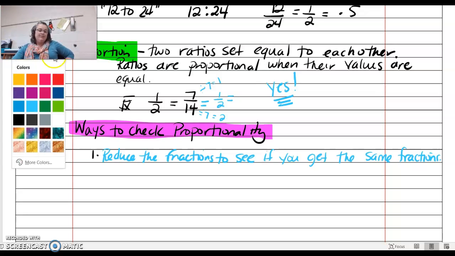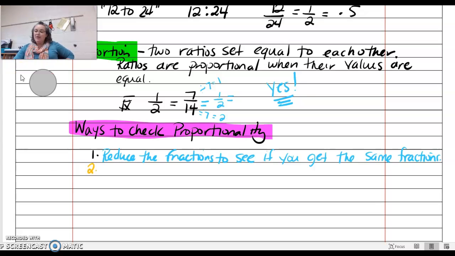Pick a different color here. Another way to check this would be to find the decimal value and then see if you get the same thing. Well, the decimal value for 1/2 is 0.5, and then 7 divided by 14 is 0.5 in your calculator. Both of them give you a decimal value of 0.5.